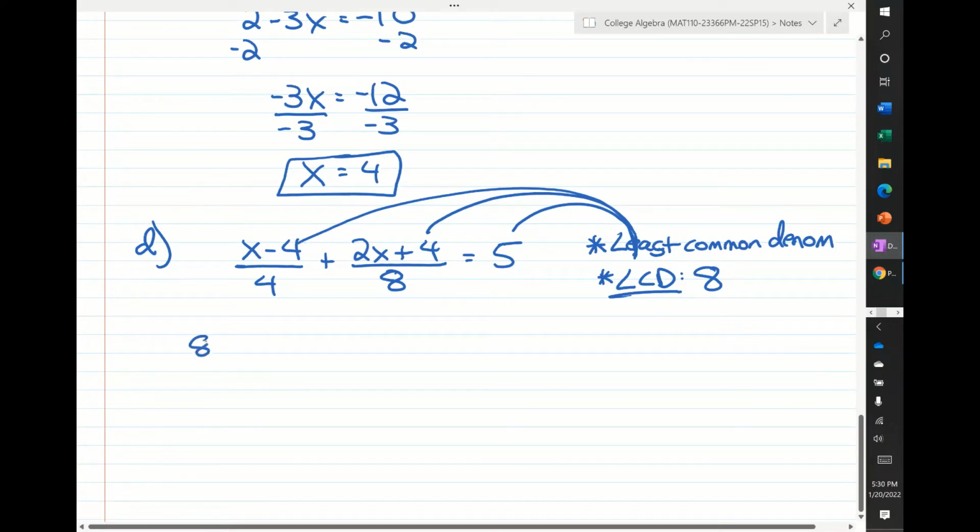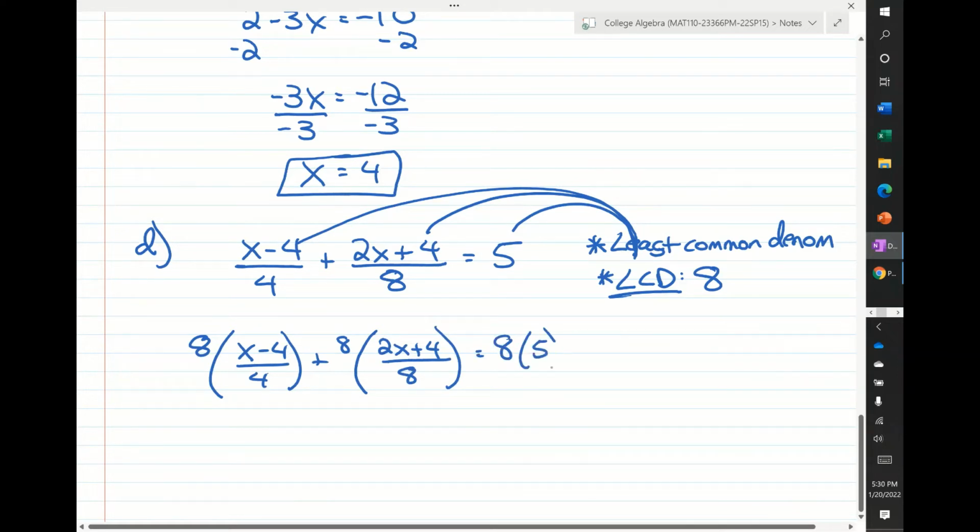What we do is we do 8 times x minus 4 over 4 plus 8 times 2x plus 4 over 8 is equal to 8 times 5. So we're multiplying each grouping by 8. It's really important that you do that. Sometimes people forget to multiply the 5 by it, but that's what you need to do.